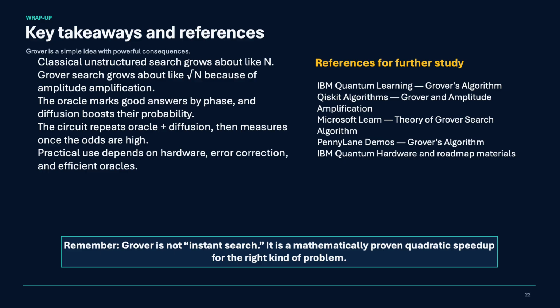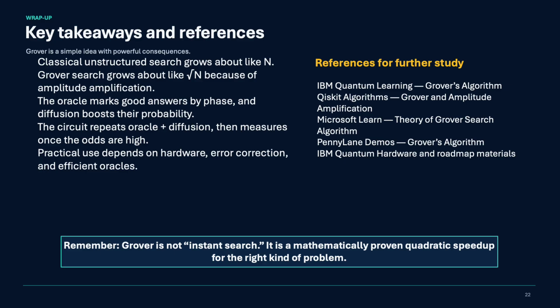Classical unstructured search grows roughly with N. Grover changes the scaling to approximately square root of N. Superposition gives us the starting search space. The oracle marks the useful state through phase. Diffusion amplifies its probability. We repeat that pair near the optimal number of times and then measure. And although practical large-scale Grover search will require much more capable, fault-tolerant quantum computers and carefully designed oracles, the algorithm has already taught computer science something profound.